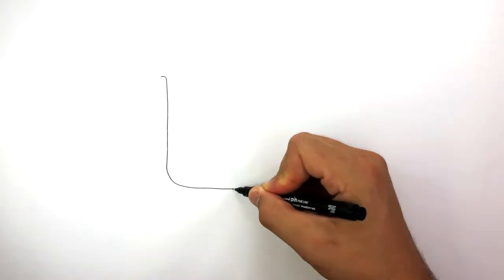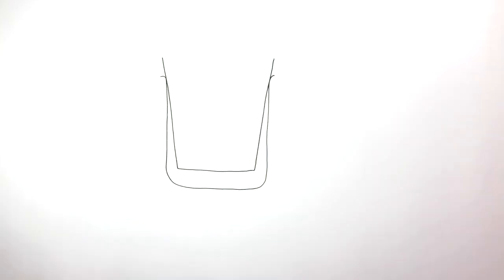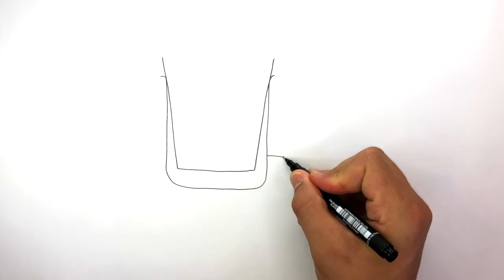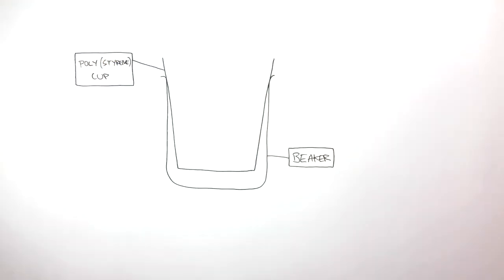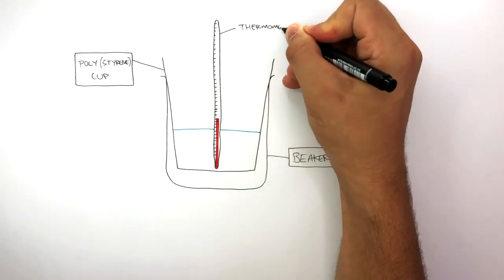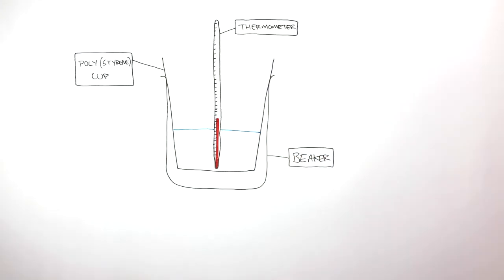We can use a beaker and a polystyrene cup to investigate temperature changes in a chemical reaction. So this beaker is used to support the polystyrene cup, and a layer of air is also trapped in between the polystyrene cup and the beaker, which helps to reduce the rate of energy transfer as the chemical reaction takes place. We then place the thermometer inside the beaker with the reacting mixture, and the job of the thermometer is to measure the temperature change.